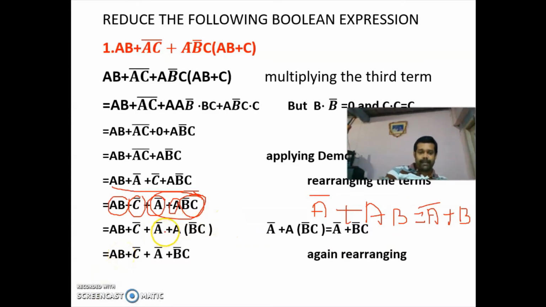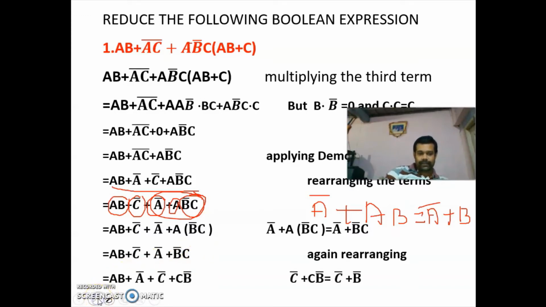So what is A bar plus A B bar C? A bar plus B bar C. So A bar plus AB is equal to A bar plus B. According to that law, we are writing that. So AB plus C bar plus A bar plus B bar C.